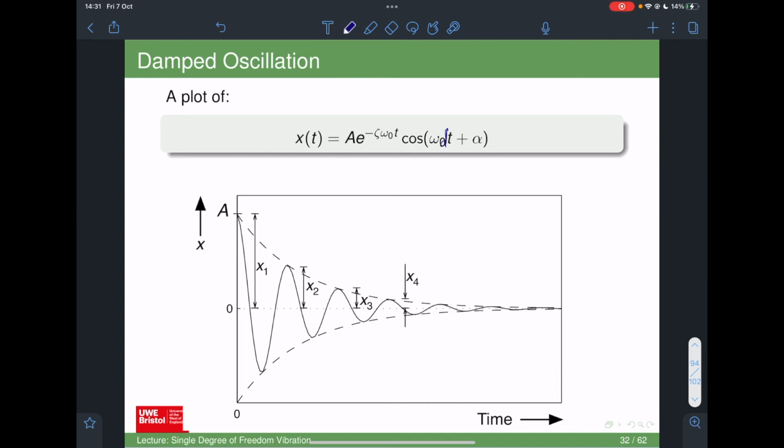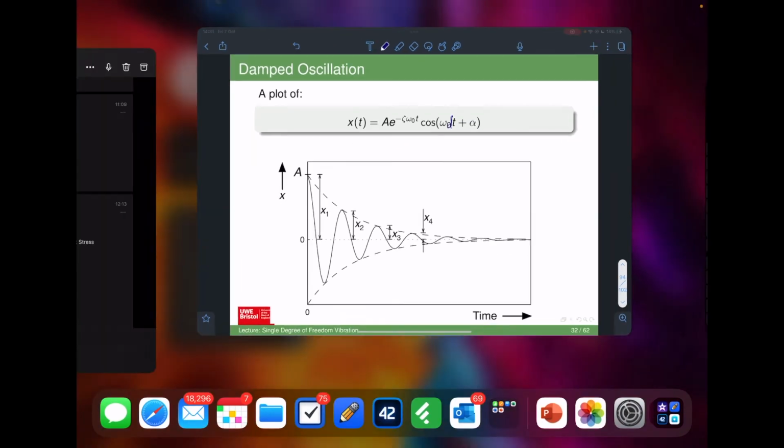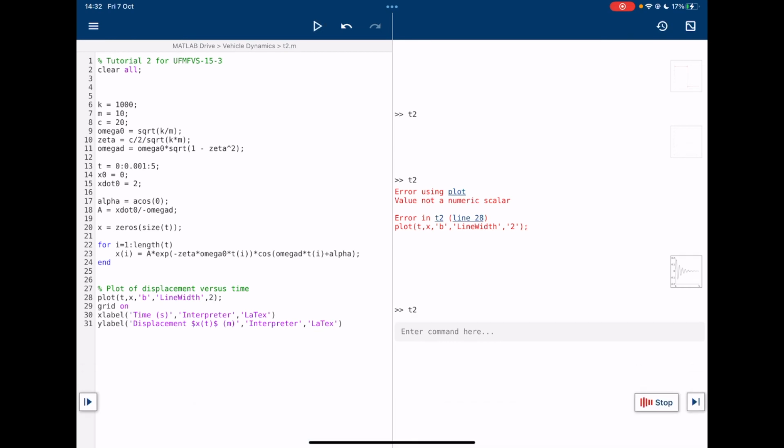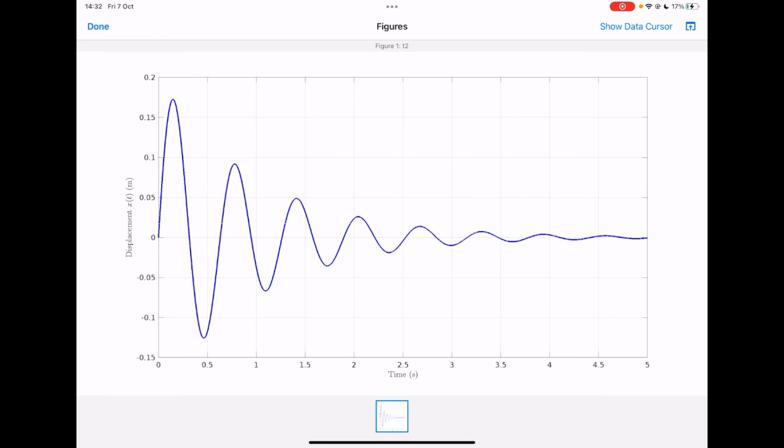This is quite underdamped because you've got quite a lot of oscillations. But if you increase the damping, you can play with different values of that. In fact, if you did the tutorial last week, we did look at that. Possibly we've got time for me to load that up here. So we've got time down here, displacement, and obviously the system starts at 0 and oscillates down.